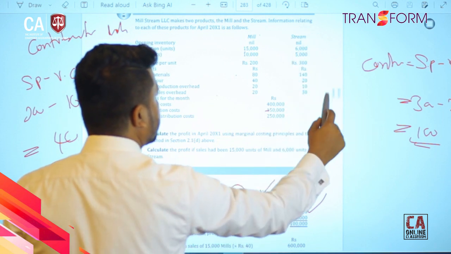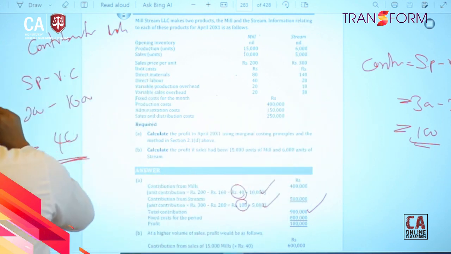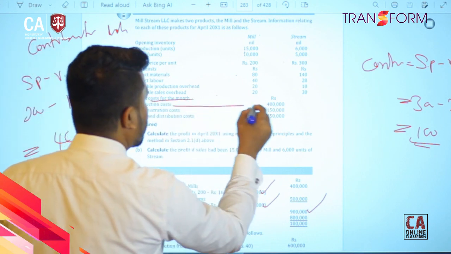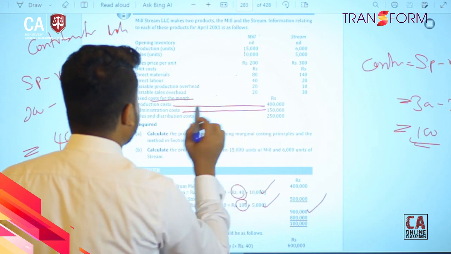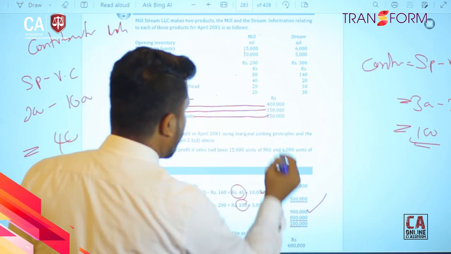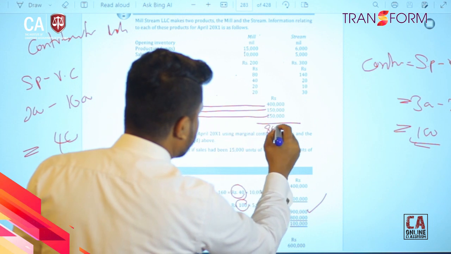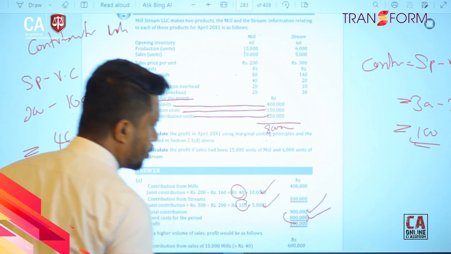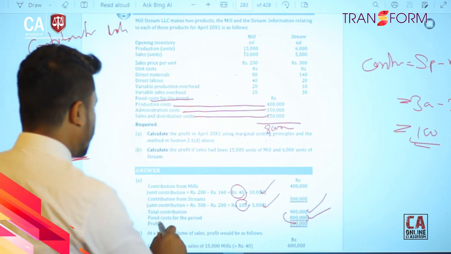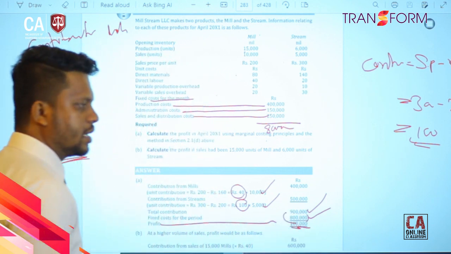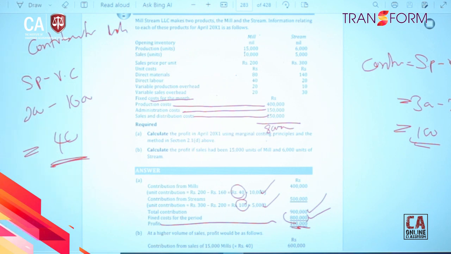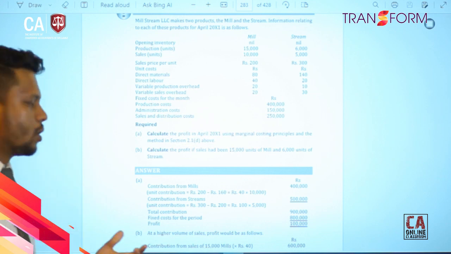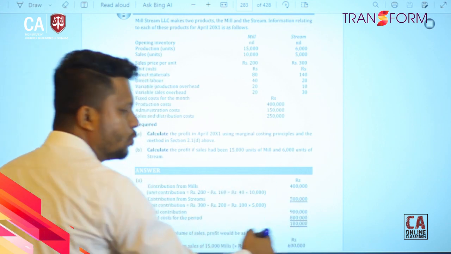By looking at the information, what are the things coming under the fixed cost? Yes, you have the fixed cost of the month: production fixed cost, administrative fixed cost, selling and distribution cost. Altogether you have 800,000. So you can deduct 800,000 from the 900,000, your profit would be 100,000. This is very easy. This is not the thing you need to take much more time on. This would not be the thing you need to study.